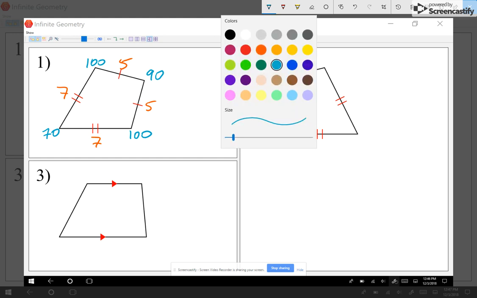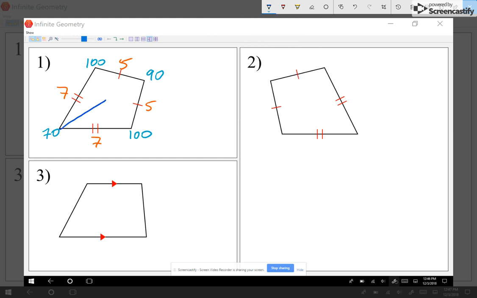Now I'm going to talk about our diagonals, which are these two. Those are our diagonals of the figure. What the diagonals do is that the angle on the top and the angle on the bottom get cut in half. So the angle on the top is 90. I'm going to cut it in 45, 45. The angle at the bottom is 70. I'm going to cut it in 35, 35. So the angle on the top and the angle on the bottom get cut in half.